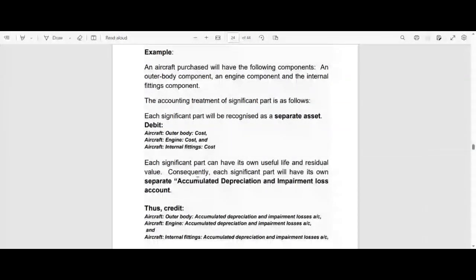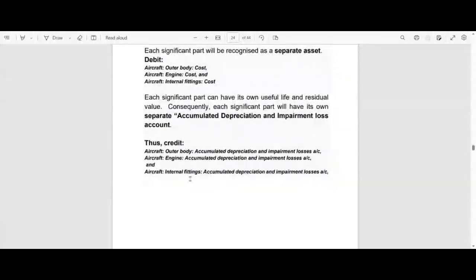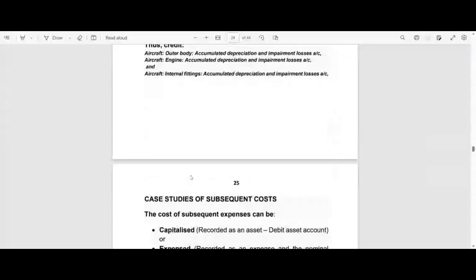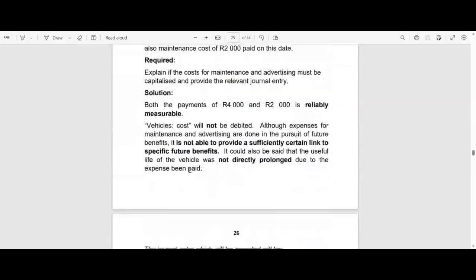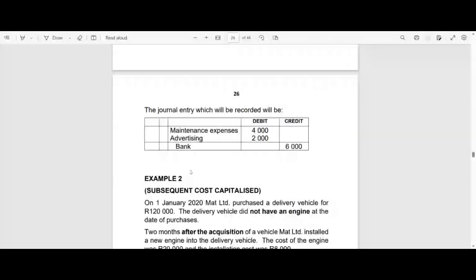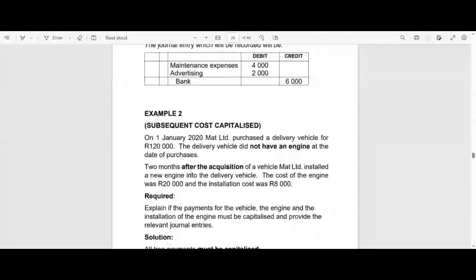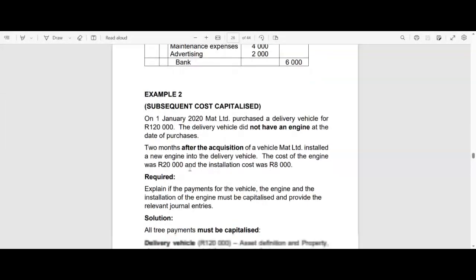Right, ladies and gentlemen. So now you can read through that. We are going to look at a very comprehensive example a little bit later on. Subsequent costs, ladies and gentlemen, you can go through on your own. You'll remember we've already done that in financial accounting 1, so there is nothing new there.